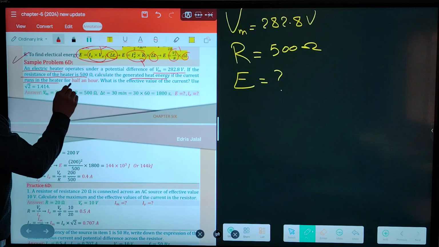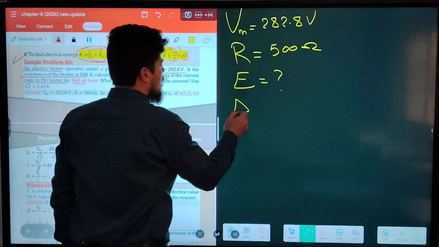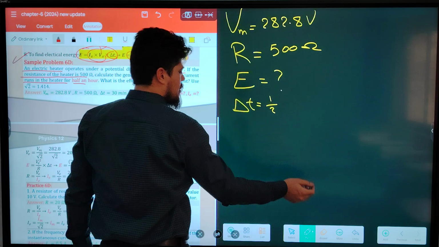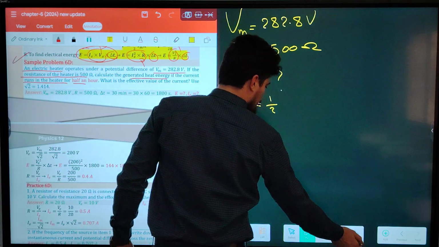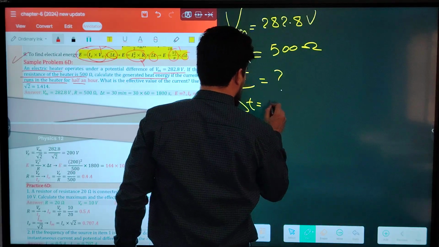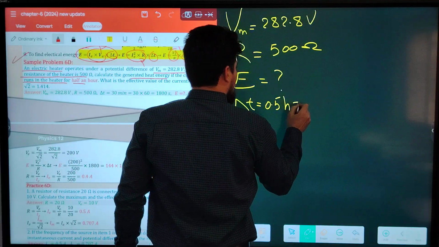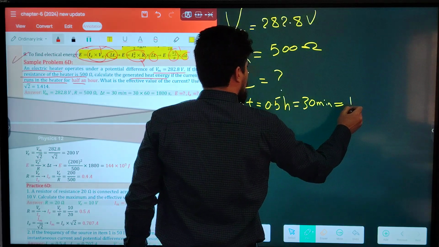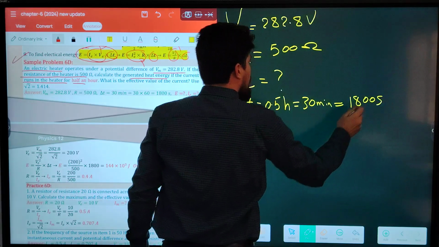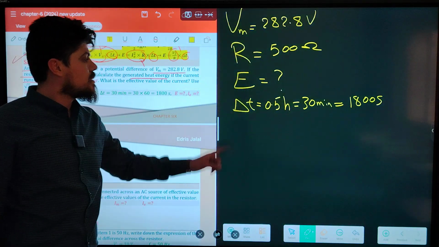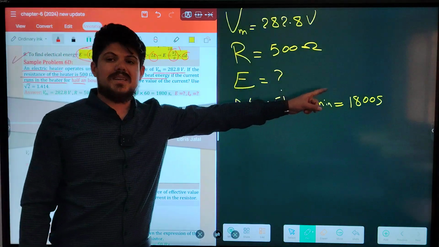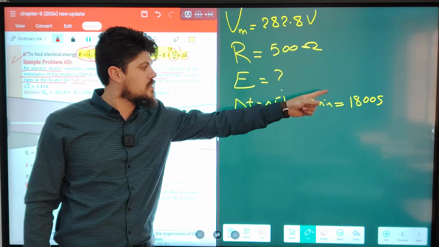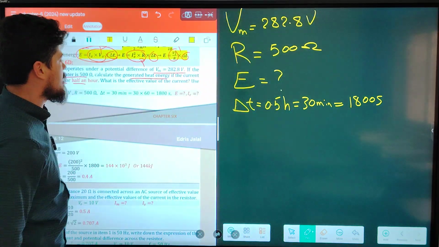If the current runs in the heater for half an hour, time half an hour is equal to 1 over 2 hour, or 0.5 hour, which is equal to 30 minutes and 1,800 seconds. Time should be in seconds. Half an hour, 0.5 hour, 30 minutes, 1,800 seconds. Okay?